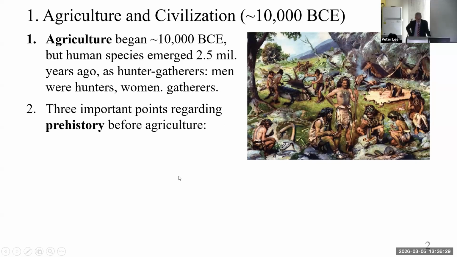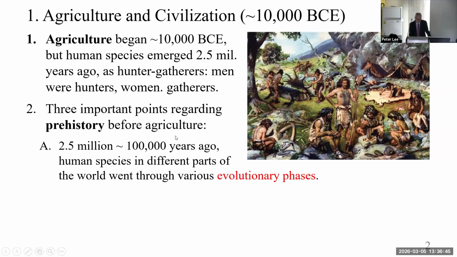There are three important points regarding prehistory before agriculture. We're speeding past these things very quickly. One is that between 2.5 million years and about 100,000 years ago, human species in different parts of the world went through various evolutionary phases. This is what they say.